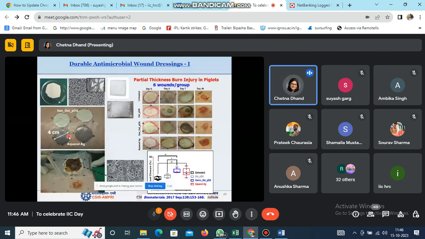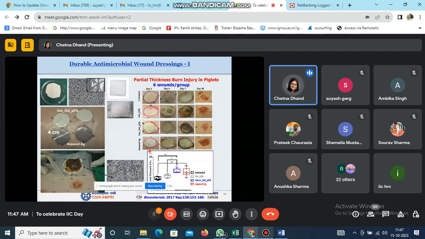So once our dressings were ready, we tested them on animals, and this animal is basically a pig, because the skin of the pig more closely resembles our skin. That is why the results will be more relevant if we try these dressings on pig skin. You can see here, these are our dressings, which are cut to around 4 centimeter diameter, because our wound is of that area. You can see here, this is the day zero burn wound.